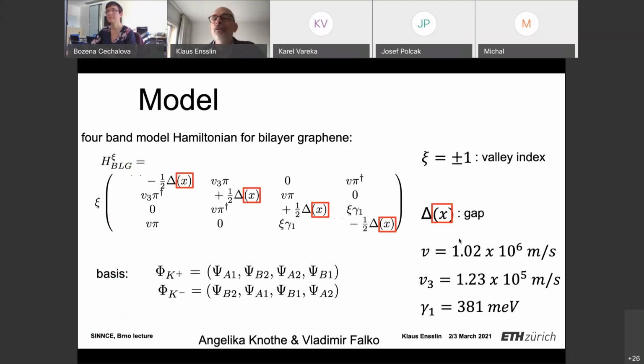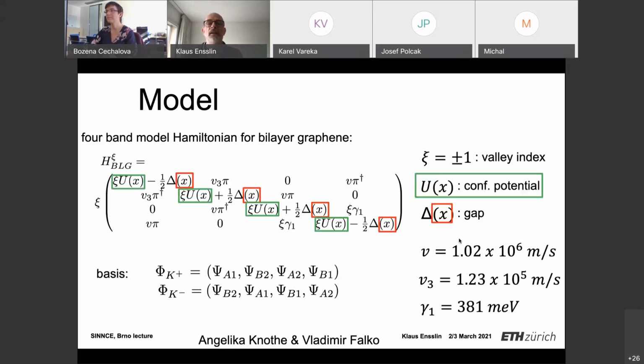So now we don't have a homogeneous layer of bilayer graphene, but the gap itself has a spatial dependence. So when you go through the constriction, the gap itself is spatially dependent. And we know how from electrostatics, roughly in a parabolic fashion. In addition, there's a confinement potential, which also has a spatial dependence that we can also model. So once we have those, we can still solve that equation.